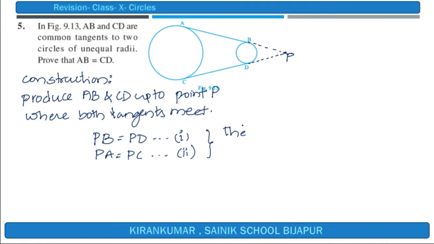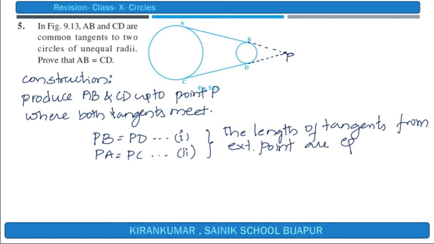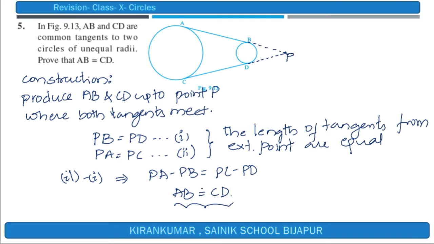The length of tangents from external point are equal. Let's do equation 2 minus equation 1. We get PA minus PB equal to PC minus PD. What is PA minus PB? It is AB. What is PC minus PD? It is CD. So AB will be equal to CD, hence proved.